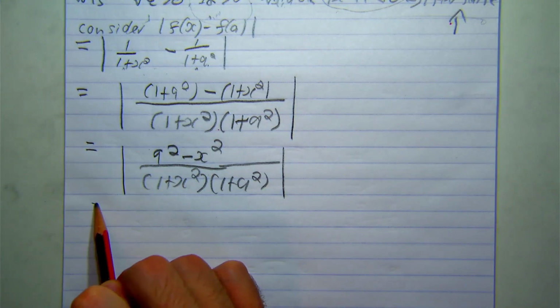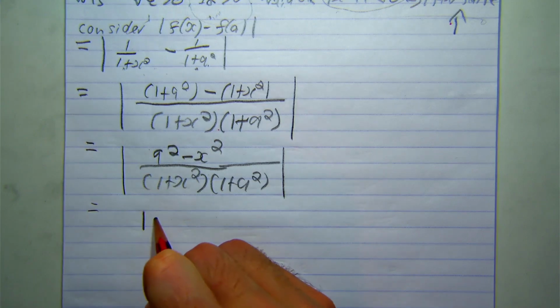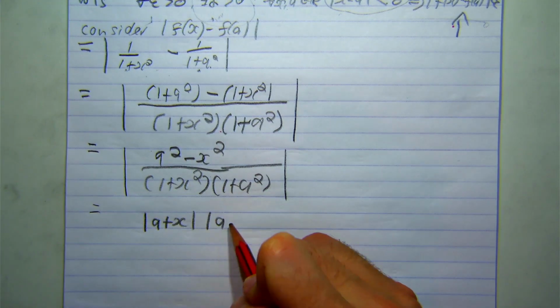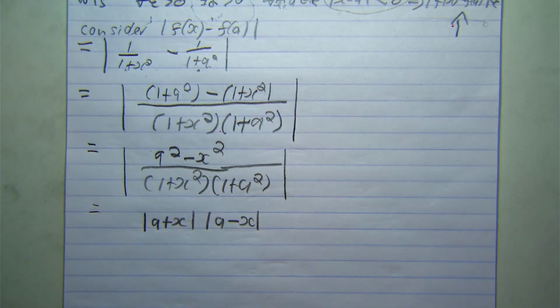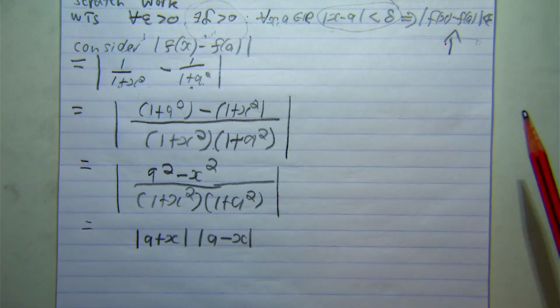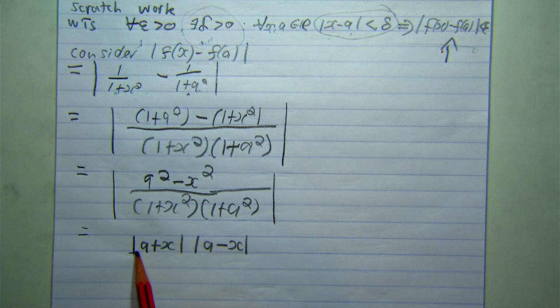And we have the difference of perfect squares on the numerator there. So we have a plus x multiplied by a minus x. And then we need to include obviously the denominator, and because we are targeting this one here, let's put the denominator on this one.